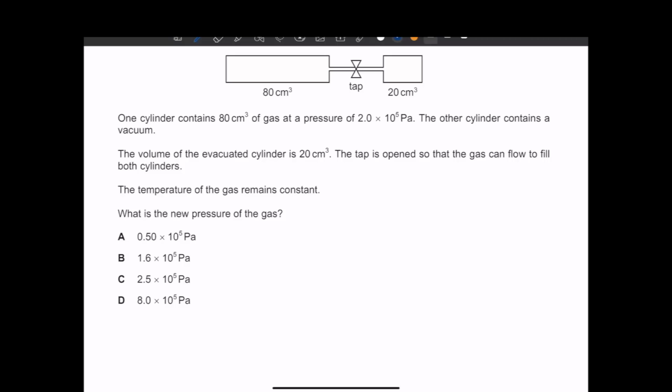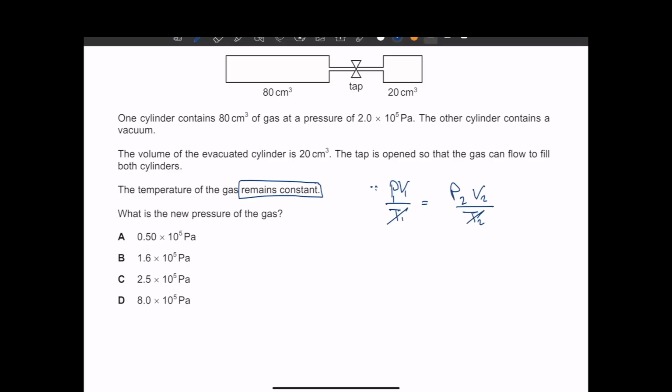The tap is opened so that the gas can flow to fill both cylinders. The temperature of the gas remains constant. This is a very important point. It means we're going to use part of the law, not all the law. When it comes to PV divided by T, ignore that T because it is constant. What is the new pressure of the gas? Let's find out. P1 V1 divided by T1 equals P2 V2 divided by T2. The temperature is constant, so this T will cancel this T because they are equal. So I still have this law: pressure 1 times volume 1 should equal pressure 2 times volume 2.